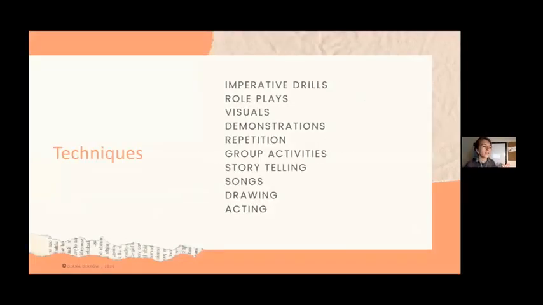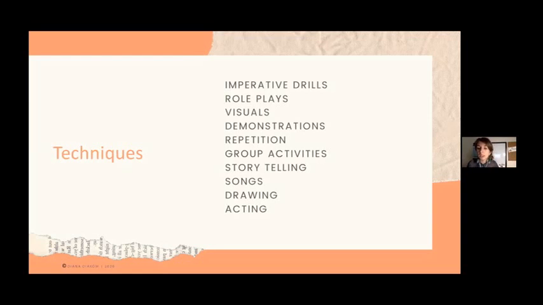And there are a number of different activities you can incorporate in your class, starting with imperative drills, so basically all these commands that we are using, and other verbs. It doesn't only apply to listen and sit down, it applies to all the sorts of verbs you're going to be using and teaching. Then role plays, visuals, demonstrations, repetition.